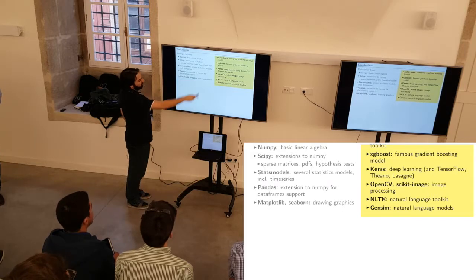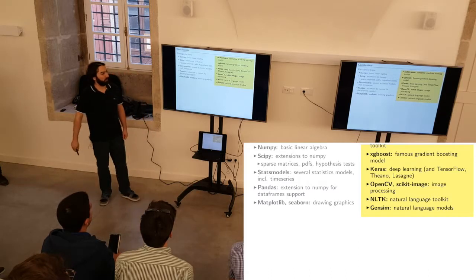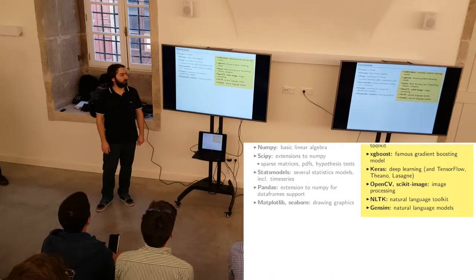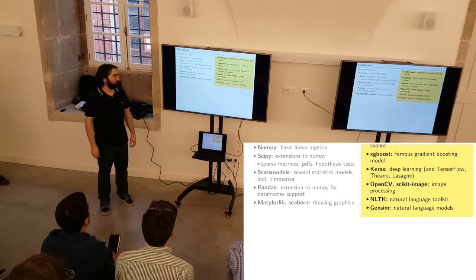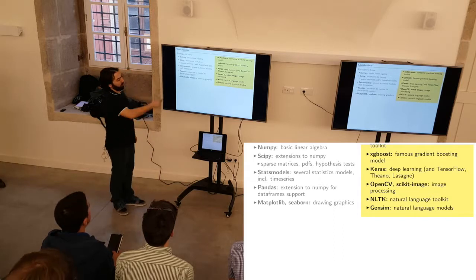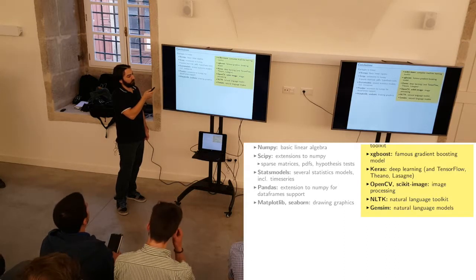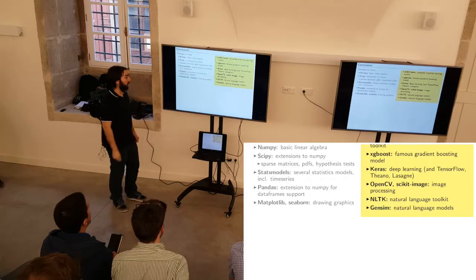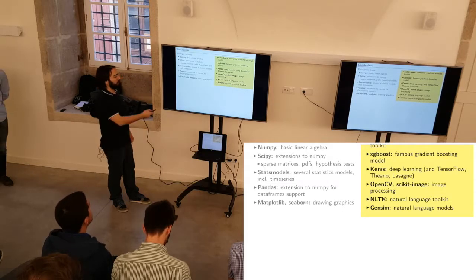There's also this package, which is XGBoost, which is very popular in Kaggle. If you keep up with the rankings of several competitions on that site, you see that almost all winning submissions use this model in particular. So it's very efficient, and this is in the domain of the so-called traditional learning. You have Keras, which is a high-level framework. We have OpenCV and scikit-image, which are for image processing, which we didn't talk about in this presentation. And then we have the following two that are more focused on natural language processing.